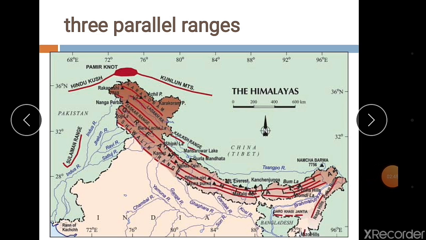The Brahmaputra marks the easternmost boundary of the Himalayas. The Brahmaputra here, the blue line, is marking the easternmost boundary of the Himalaya. From here, beyond the Dihang Gorge, the Himalayas bend sharply to the south and spread along the eastern boundary of India. This range is called Purvanchal. Purva means east, achal means mountain. They are known as the Purvanchal or the eastern hills.